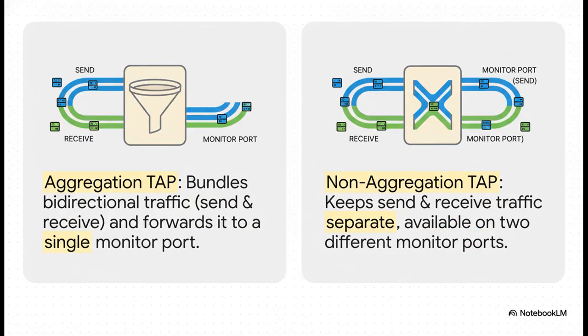Now, if you do decide to go with the tap, there's just one more little choice you have to make. You can get an aggregation tap, which takes all the traffic, the data being sent and the data being received, and bundles it all together onto one monitoring port for your tool. Or you can get a non-aggregation tap, which keeps them separate. It sends the send traffic to one port and the receive traffic to another. This is really useful if your security tool needs to see the two sides of the conversation separately.